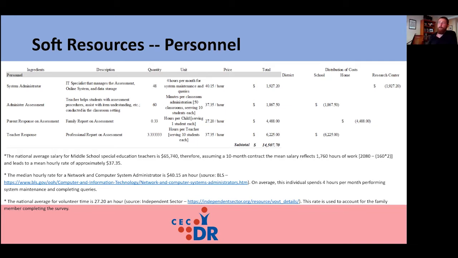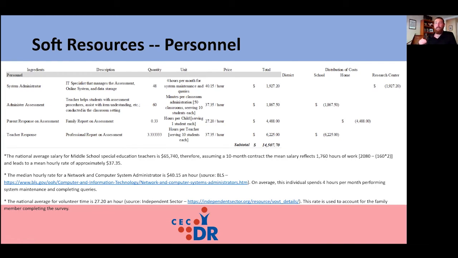And so you'll notice that the price here is $40.15. If you look at this second asterisk, it's all about finding the most appropriate cost for each ingredient. So the median hourly rate for a network and computer system administrator is $40.15 an hour. And here's the link to exactly where I found that figure. These are very important aspects of actually conducting the cost analysis, is to get defensible prices for your ingredients. So this one's pretty straightforward.